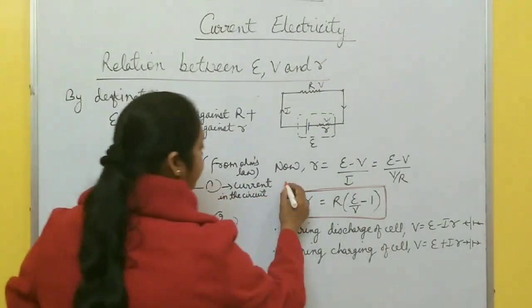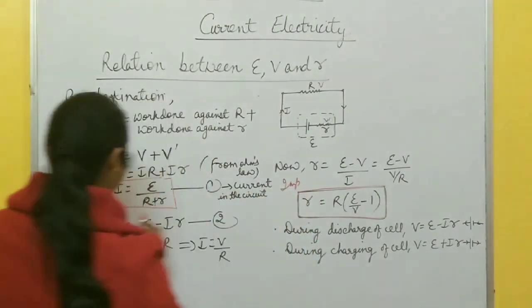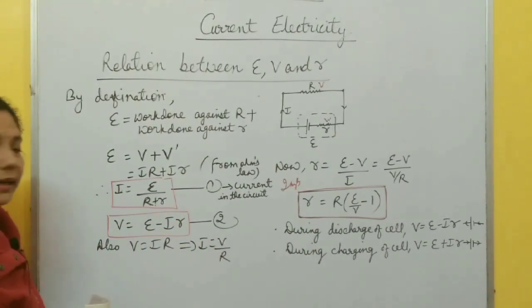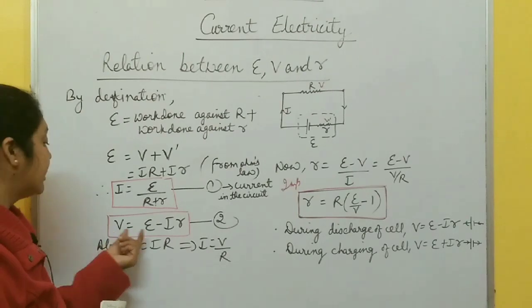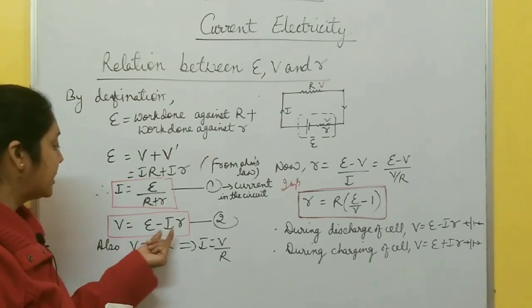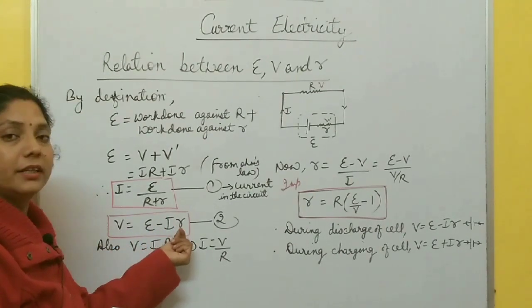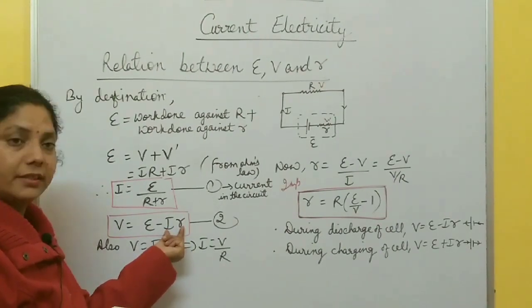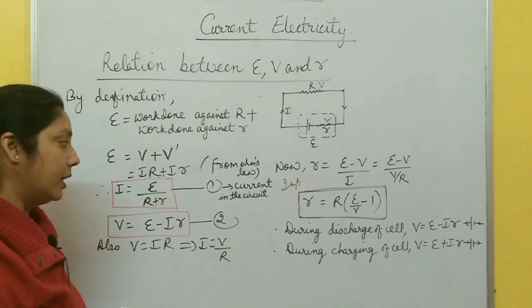This formula is important. And this one: V equals E minus Ir. V is the terminal potential difference, E is the EMF of the cell, and this small r is the internal resistance of the cell. So the potential difference across the internal resistance of the cell is I into r.